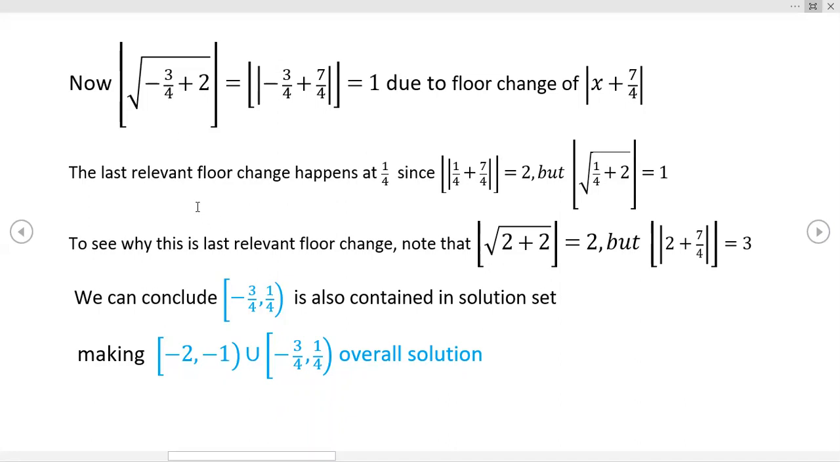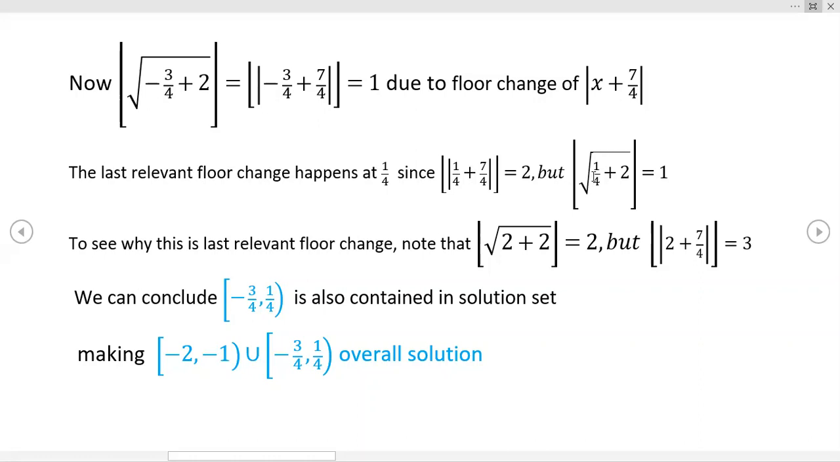All right, now the last relevant floor change has to be 1/4, and that's because, again, the absolute value function is going to change to 2. 7/4 plus 1/4 is equal to 2. Okay, now notice we're getting to a point where the absolute value function is starting to really outgrow the square root function, because look, already it's at 2, and the square root is nowhere near. This would have to be the square root of 4 to have a floor of 2, right? We're nowhere near a square root of 4, so you can already see how quickly the absolute value function is outgrowing the square root function.